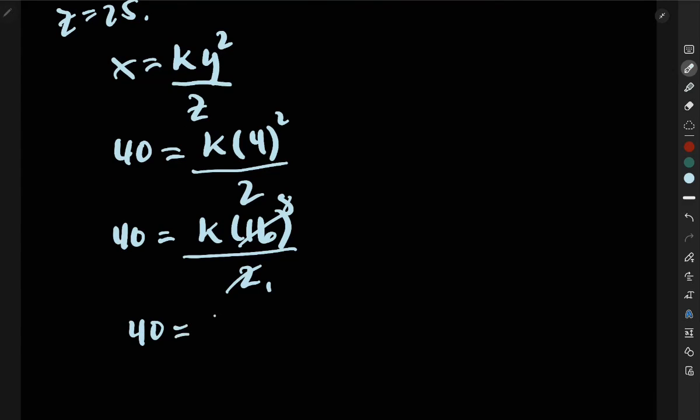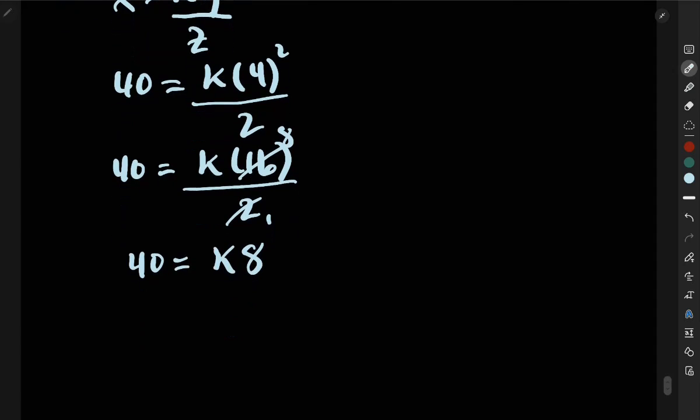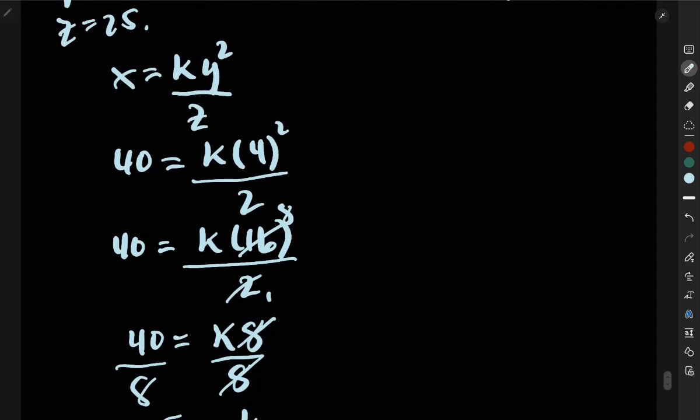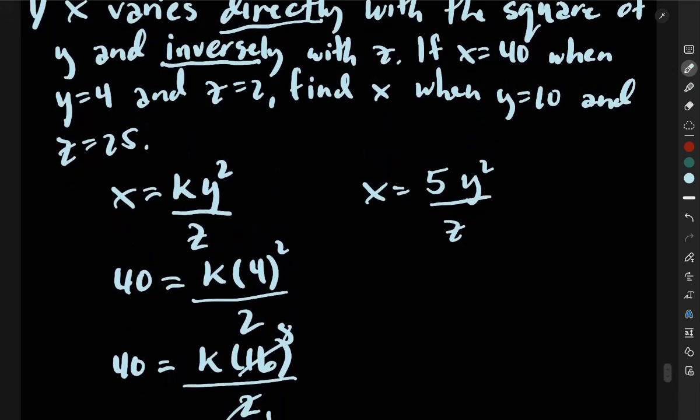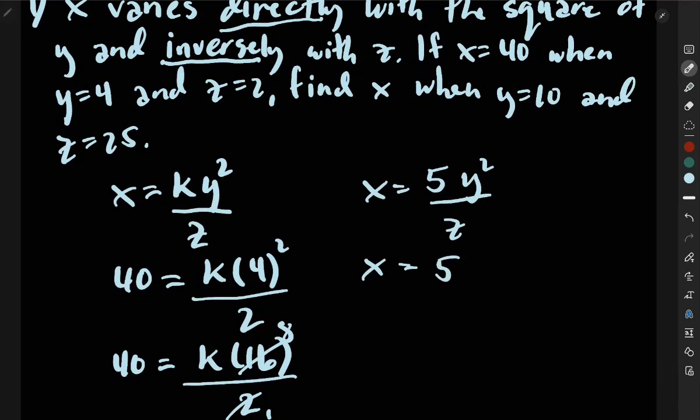So 40 equals k, 8 or 8k, it's the same. So no more denominator. And then you can divide both sides by 8. So k is equal to 40 divided by 8, that's 5. So k is 5. So let's go back to our equation. So x is equal to k is 5, so 5y squared over z. Now we can solve for the problem. Find x when y equals 10 and z is 25. So find x. So copy the rest.